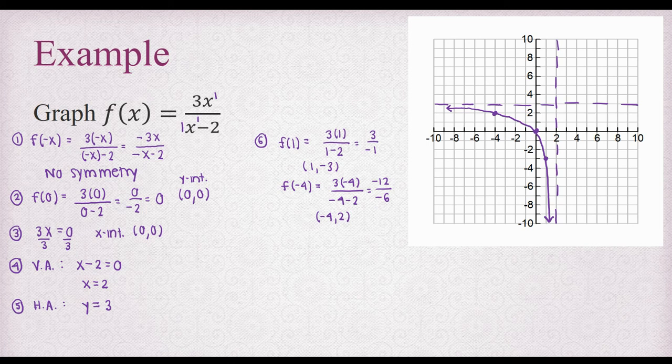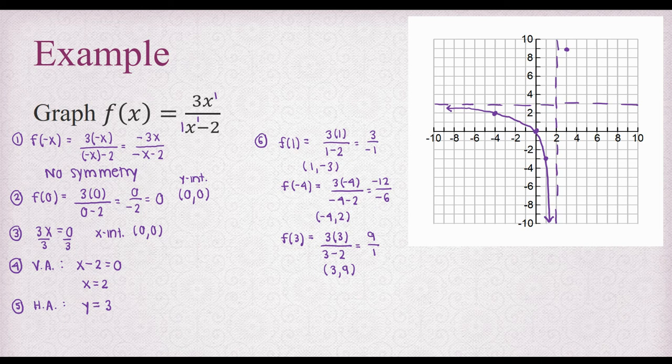Now I need to do the right side of the vertical asymptote. I am going to pick a couple of points, because picking one point isn't going to let me connect something. Let's pick 3 and 4. Let's do 3 first. When I plug in 3, we have 3 times 3 over 3 minus 2. So 3 times 3 is 9 over 1. That means at the ordered pair (3, 9), we'll be able to plot that.